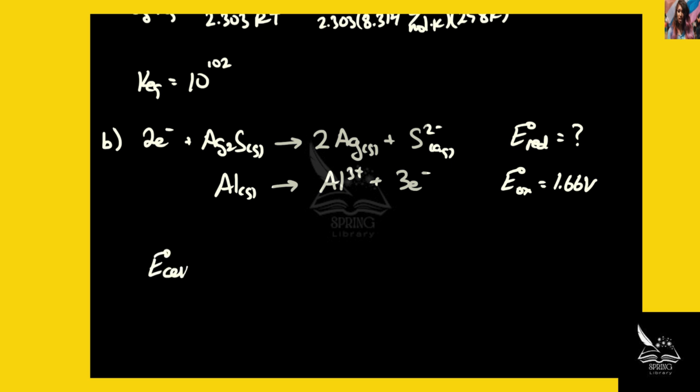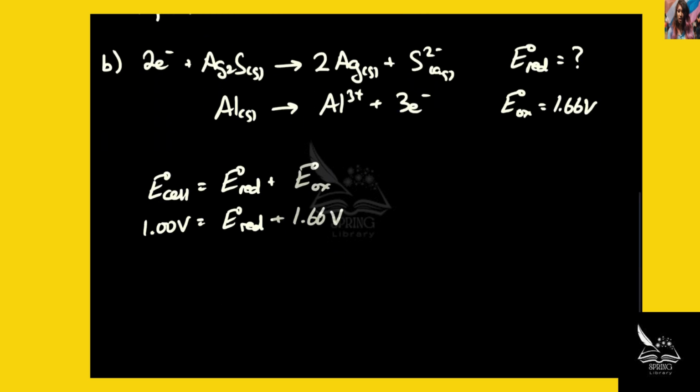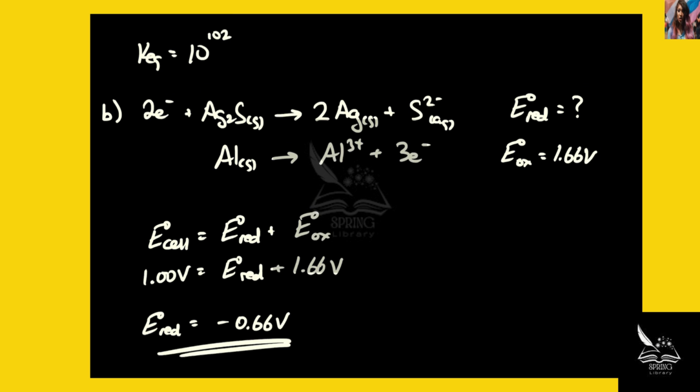So the E naught cell here is equal to the E naught reduction plus the E naught oxidation. E naught cell is 1 volt, E naught reduction, plus 1.66 volts. So this would work out to E naught reduction here is minus 0.66 volts for the half reaction. So if we go back up here, the E naught reduction for Ag2S to Ag and S2 minus would be minus 0.66 volts.